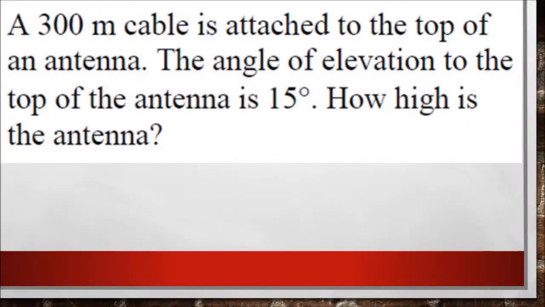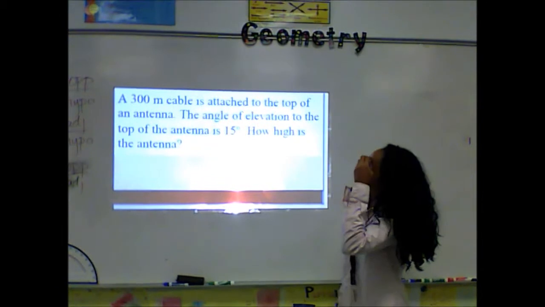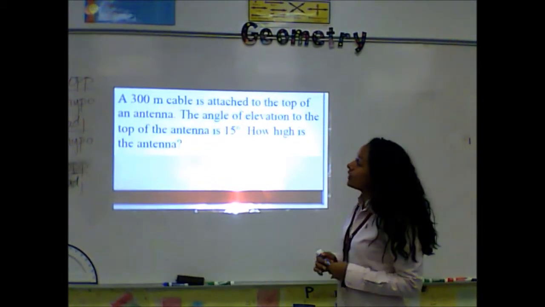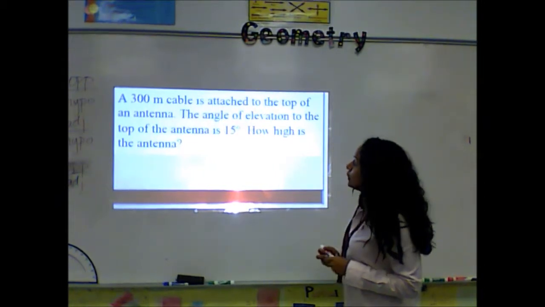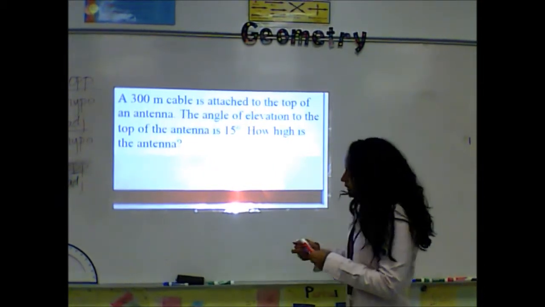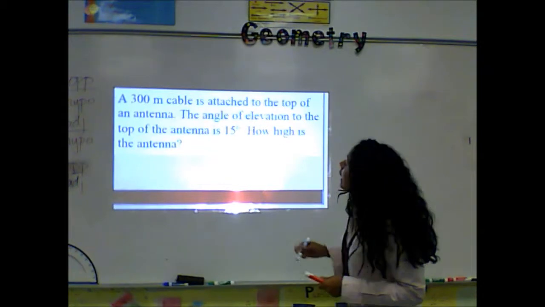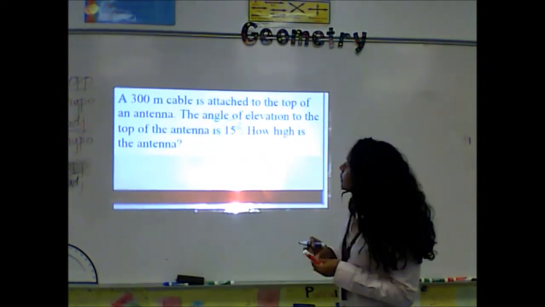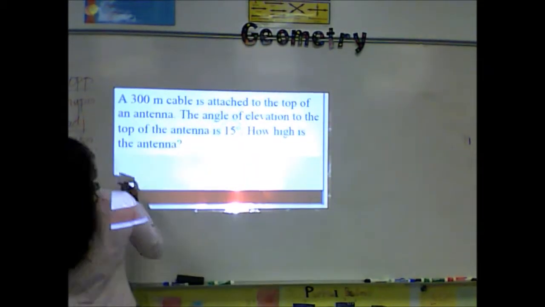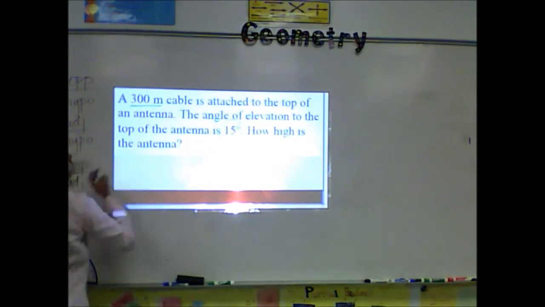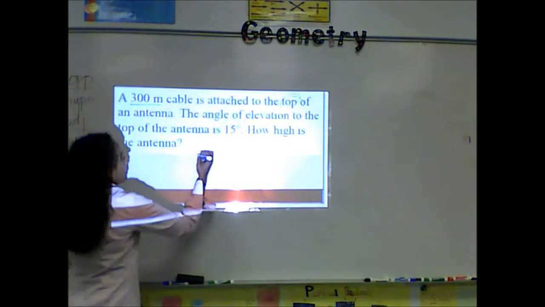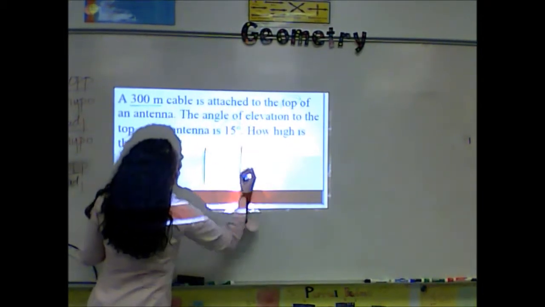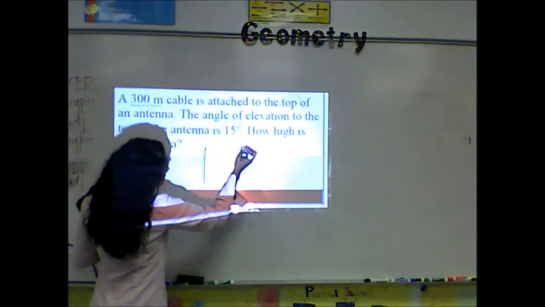Number 2. A 300-meter cable is attached to the top of an antenna. The angle of elevation to the top of the antenna is 50 degrees. How high is the antenna? So we're looking at an angle of elevation that's 50 degrees, and there's a 300-meter cable attached to the top of the antenna. So this is all something like this.